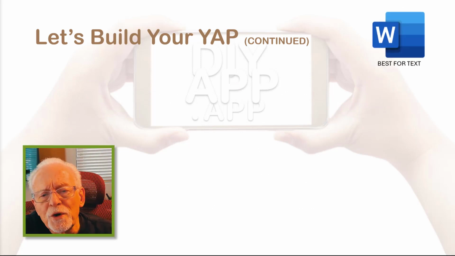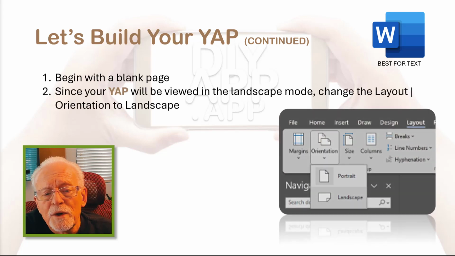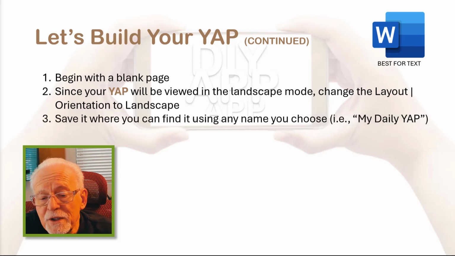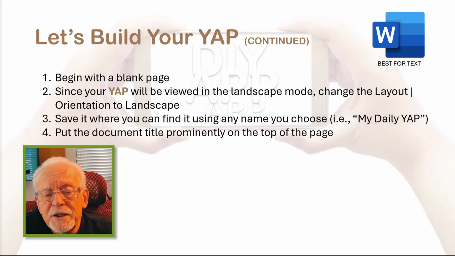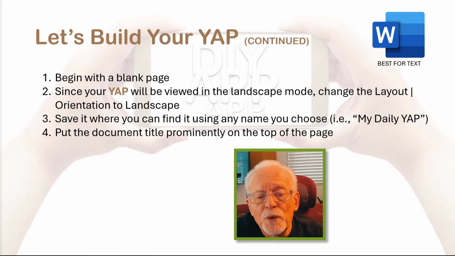If you're using Word to build your YAPP, begin with a blank page. Landscape is best, so you want to move it to landscape, and it's very simple to do that. Save it where you can find it. Put the document title prominently on the top of the page so that when you go through your YAPP and see it, you'll know it immediately.